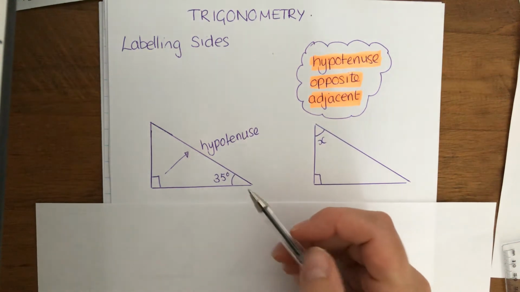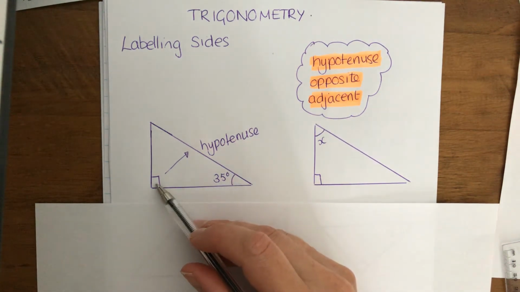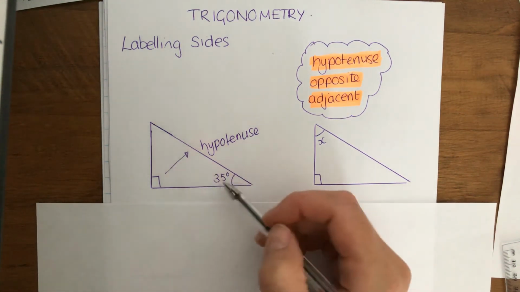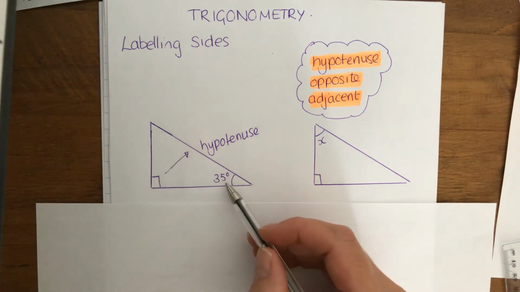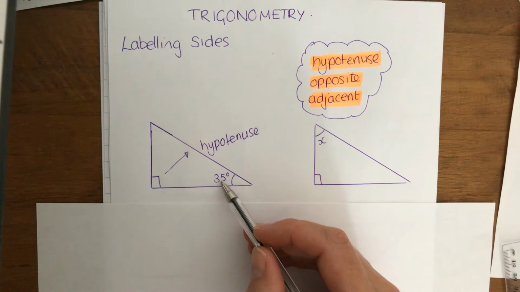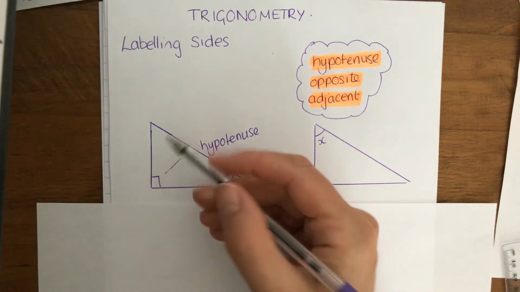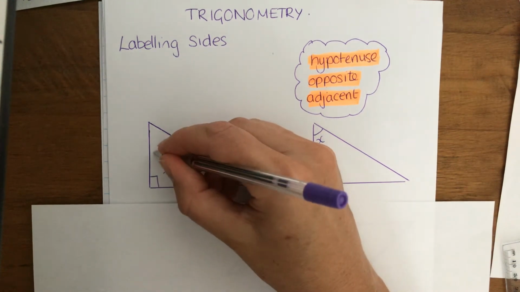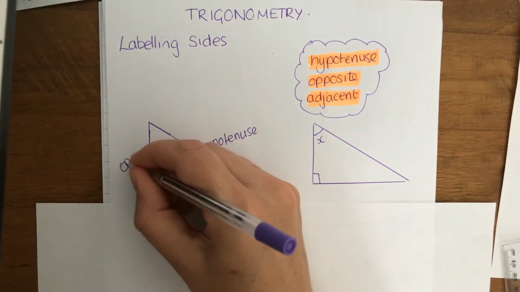Now there's always going to be an angle of interest. There's going to be a right angle to tell you it's a right-angled triangle, but one of these two is going to be of interest to you. Either you've been given it or maybe you want to find it. We'll concentrate on this triangle for now. So I'm given that angle. The side that's opposite that angle is called the opposite side.